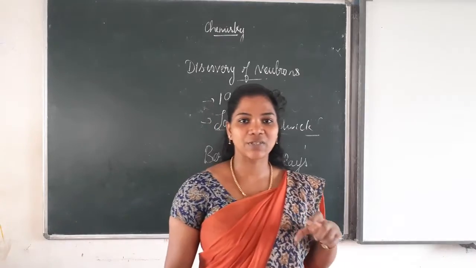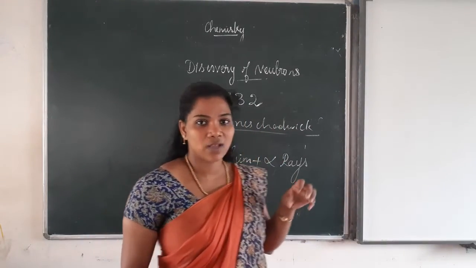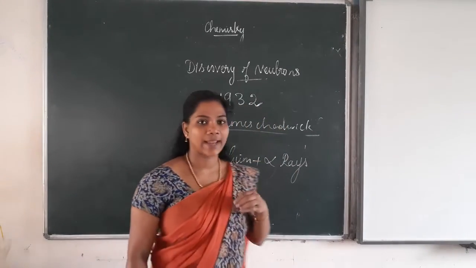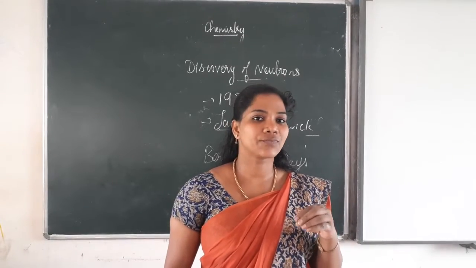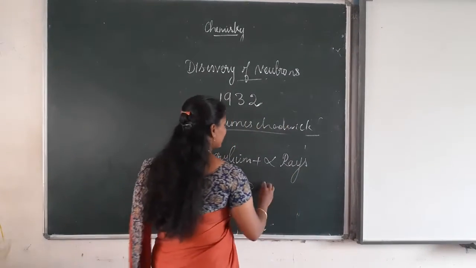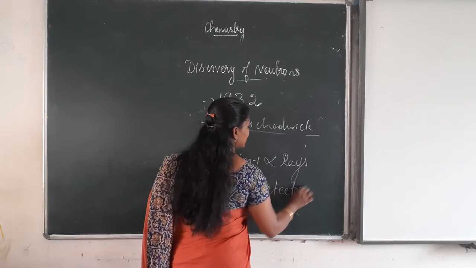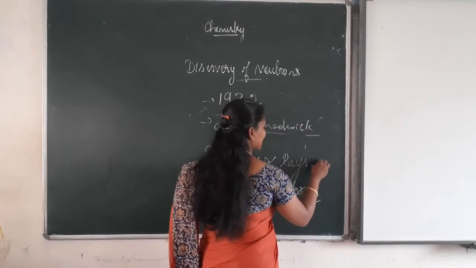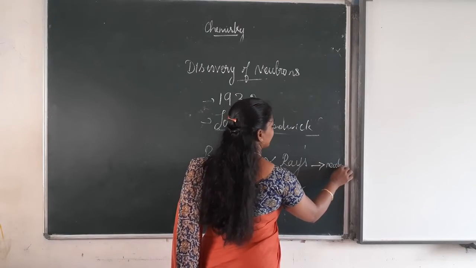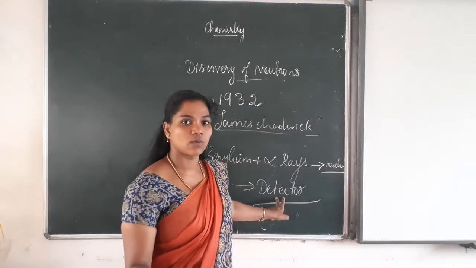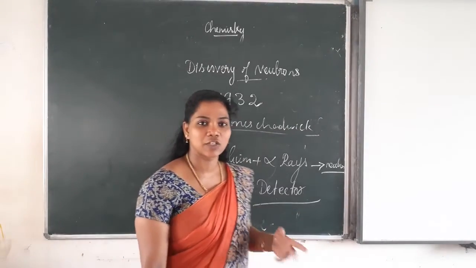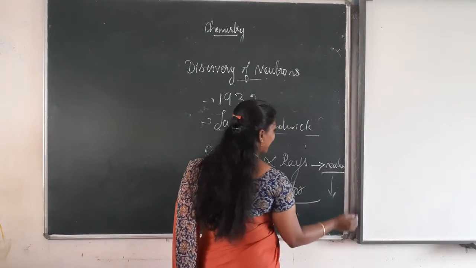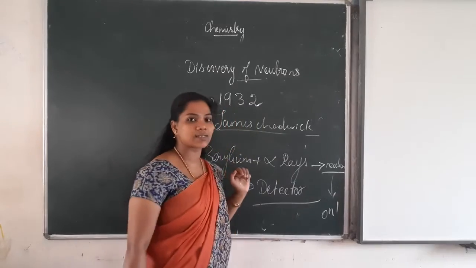When the heavy bombardment between beryllium and alpha rays occurred, he found that a few particles were ejected outside from beryllium, and they were detected by a detector. Beryllium was exposed to alpha rays, and at that time he found that a few particles were ejected outside. That is called a neutron, and it was measured by the detector. The detector does not show any charge, positive or negative. From this he concluded that the neutron does not contain any charge, but it has considerable mass.